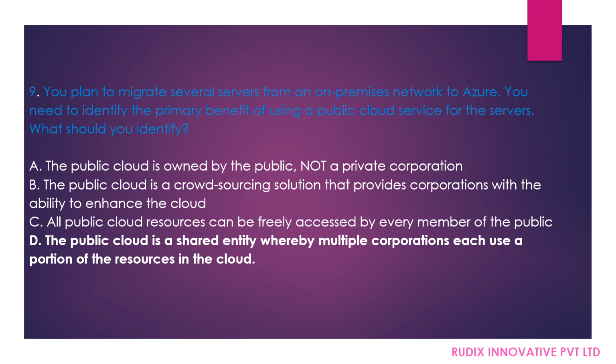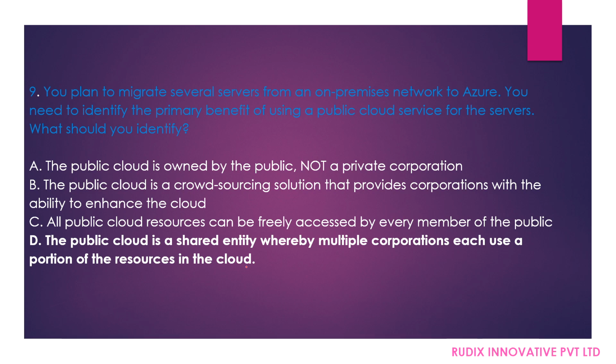You plan to migrate several servers from an on-premises network to Azure. You need to identify the primary benefit of using a public cloud service for the servers. What should you identify? Option A, the public cloud is owned by the public, not a private corporation. B, the public cloud is a crowdsourcing solution that provides a corporation with the ability to enhance the cloud. C, all public cloud resources can be freely accessed by every member of the public. D, the public cloud is a shared entity whereby multiple corporations each use a portion of the resources in the cloud.